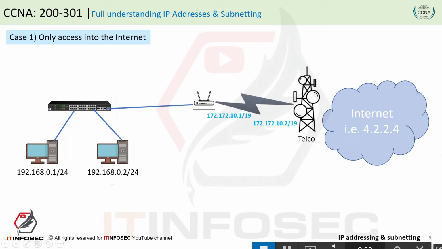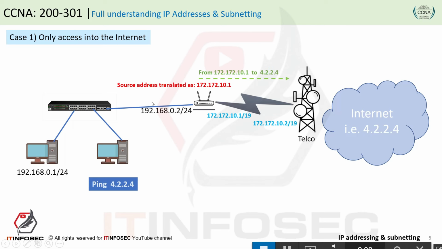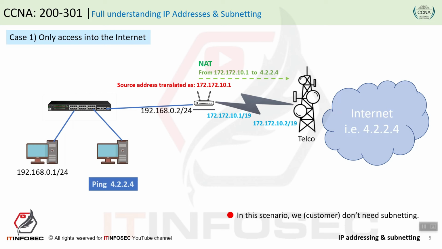And imagine my second computer pings 4.2.2.4. When this computer starts the ping, the packets generated are received by the modem, and the modem translates the source address, which is 192.168.0.2, into 172.172.10.1. It's the outside IP address. We call this operation network address translation, NAT.